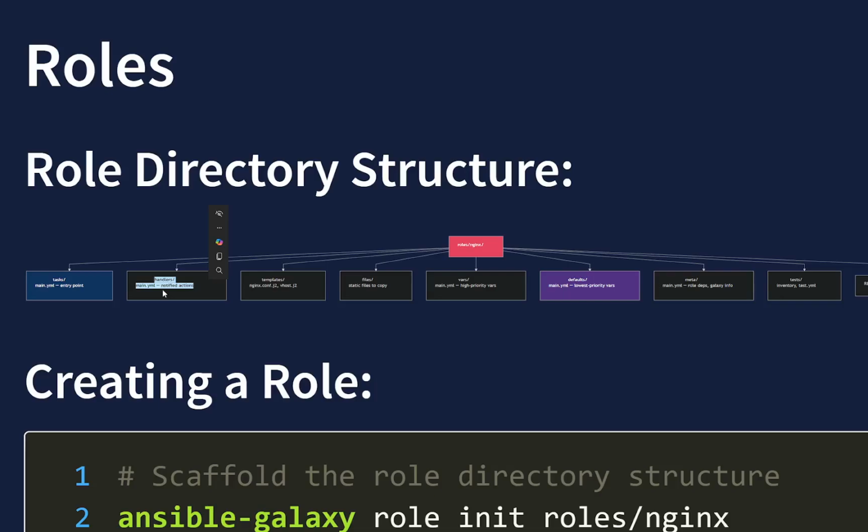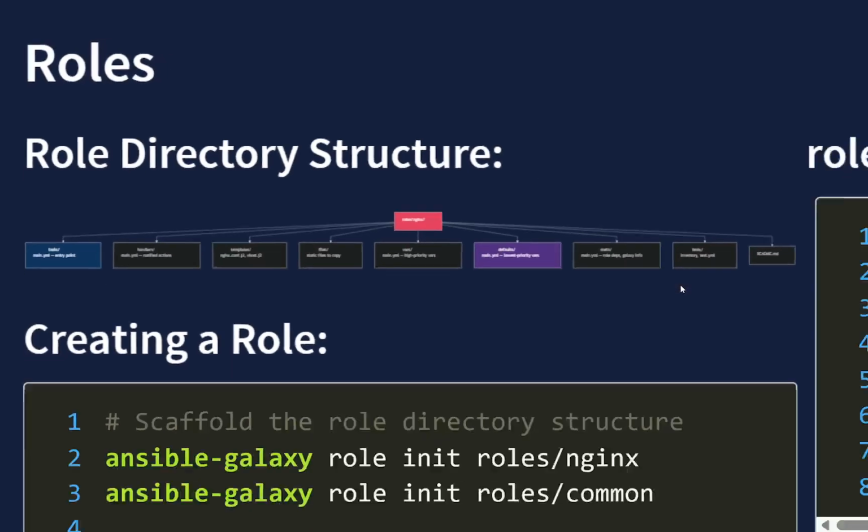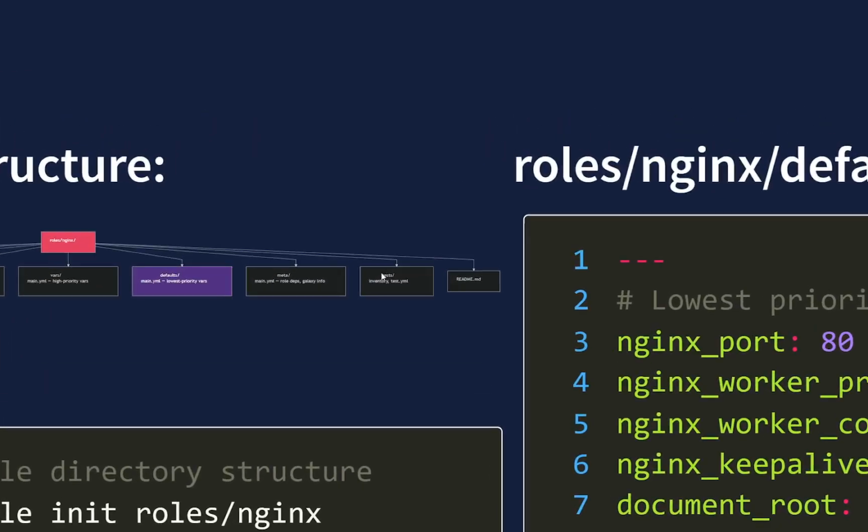handlers/main.yml contains the handlers. templates/ holds Jinja2 template files, referenced with just their file name. Ansible finds them automatically. files/ holds static files for the copy module. defaults/main.yml has low priority default values. vars/main.yml has high priority role variables. meta/main.yml declares dependencies on other roles. And tests/ contains the test inventory and playbook.